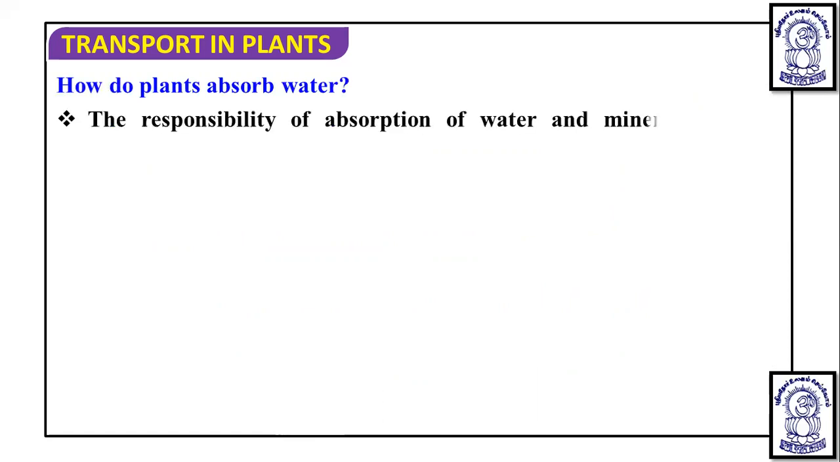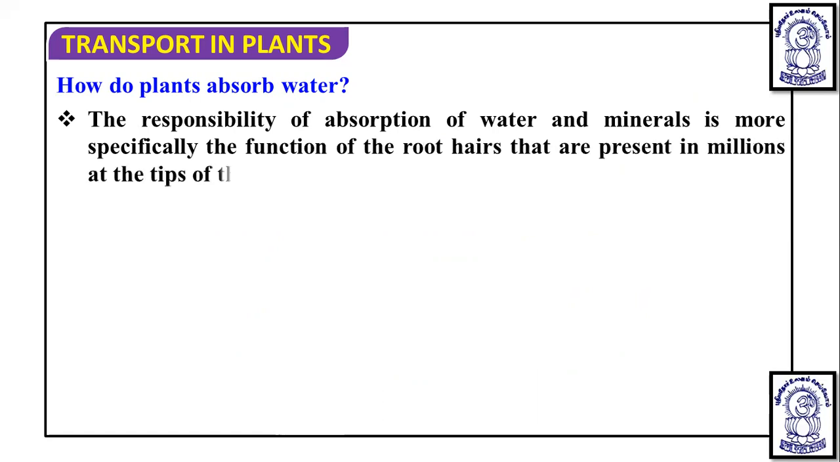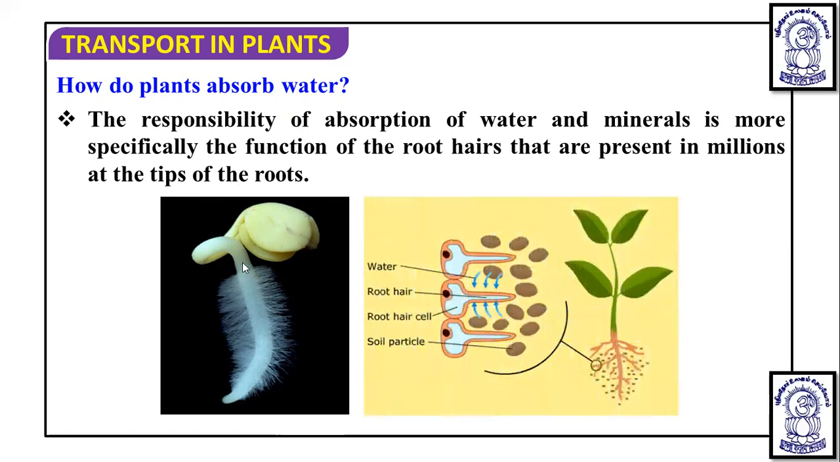And to understand how plants absorb water, we have to talk about the different components. The responsibility of absorption of water and minerals is more specifically a function of the root hair. Absorption of water and mineral is carried out by the root hair, which are present in millions at the tip of roots. You can see this is the root, and at the root tip you will see a number of root hairs present.